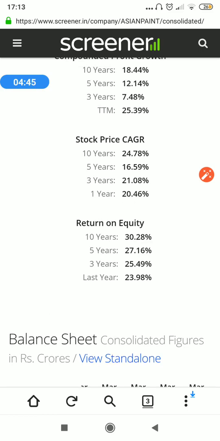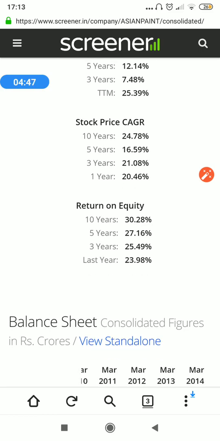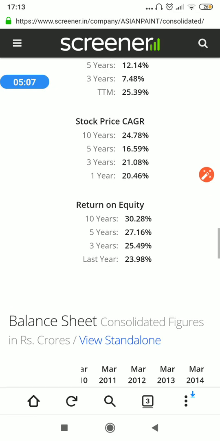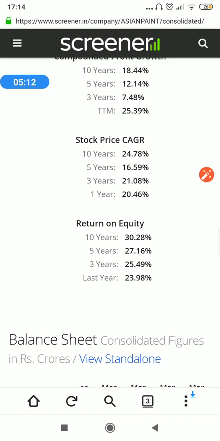A few key things we can see: as compared to your fixed deposit, let's say the prevailing rate of fixed deposit is now 8%. If you want to invest in a company, it should be able to generate return on equity of more than 8. Basically, you can take anything around 15-20% per year as return on equity to consider the company a good company. So here the return on equity is good.